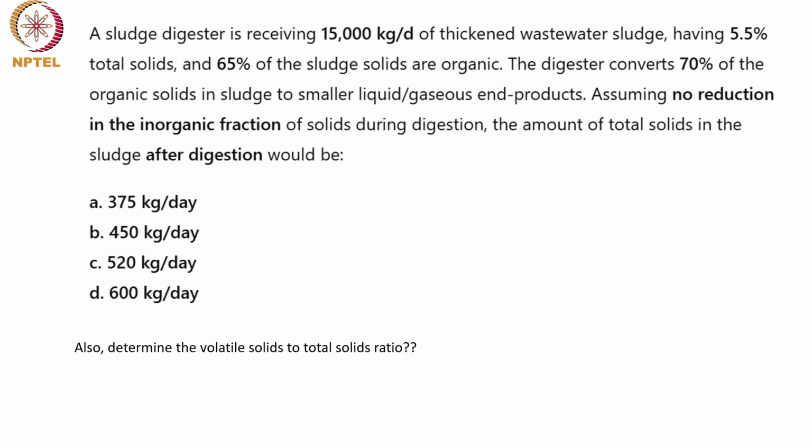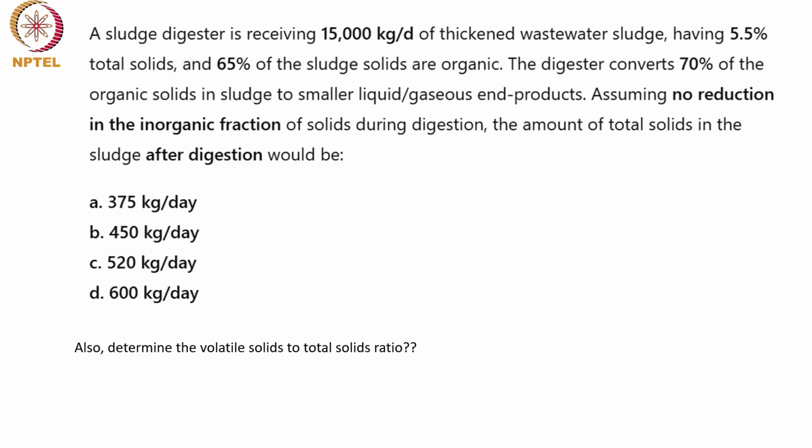And the second subdivision: determine the volatile solids to total solids ratio after the digestion. After the digestion, you have to find the volatile solids to total solids ratio. After digestion, your total solids you have found as 450 kg per day in the previous subdivision itself.